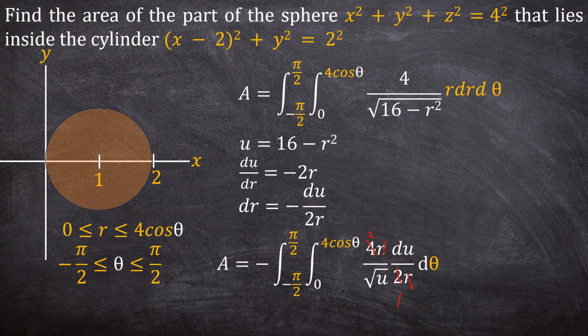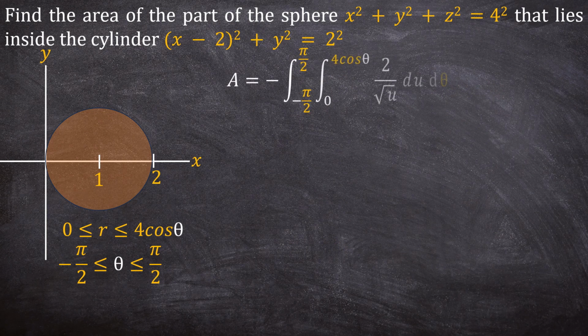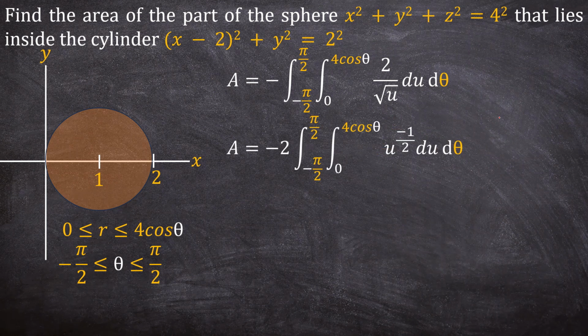R and R will get away, and now I have my clean u, right? Okay, so this is what we're going to have. But you have to know that root u is the same as u to the power 1/2, and by laws of indices, if we want to raise something to the negative, we're going to say u to the power negative 1/2, right?